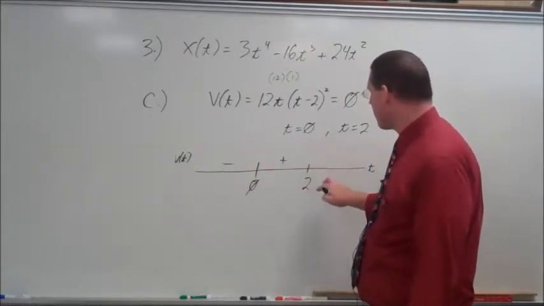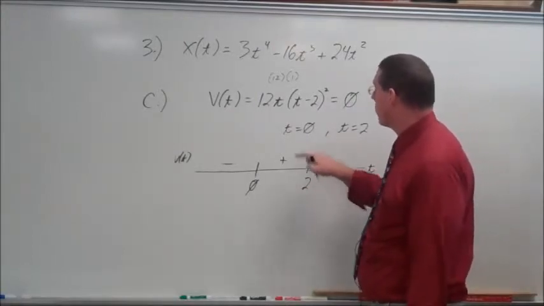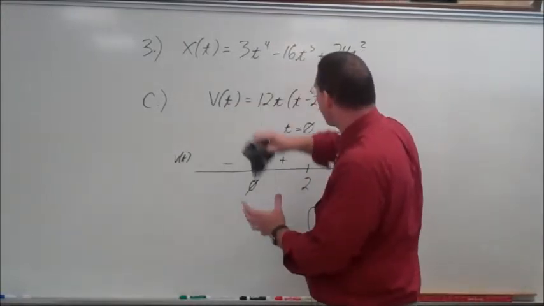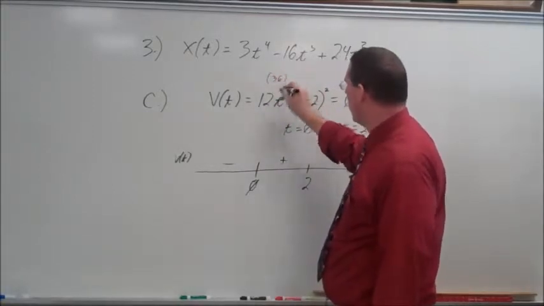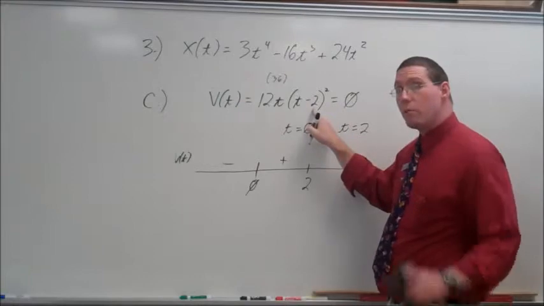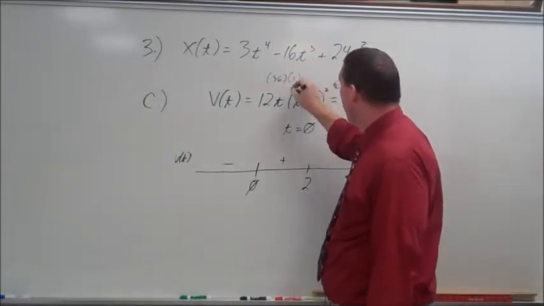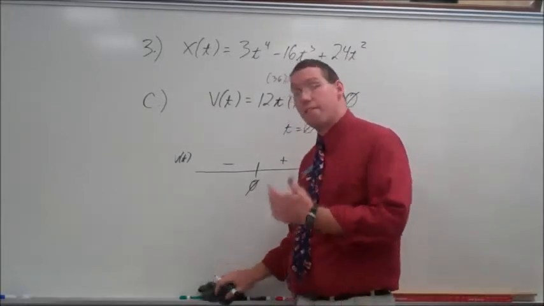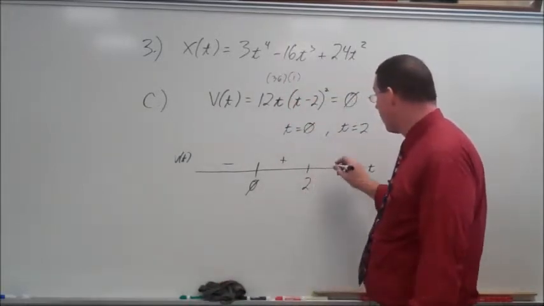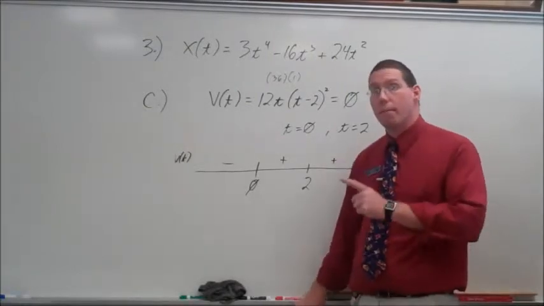Now, let's look at this last part right here. Let's plug in a +3, because that's greater than 2. If we plug in +3, well, 3 times 12 is 36. 3 minus 2 is 1. Squared is still +1. And 36 times +1 is still a positive value. So, at all the values of t greater than 2, velocity is once again positive.